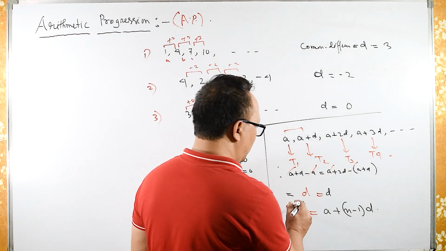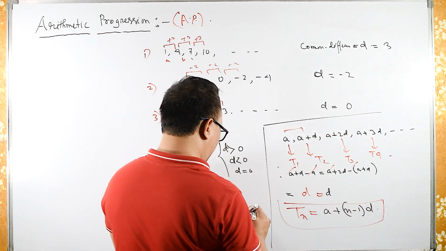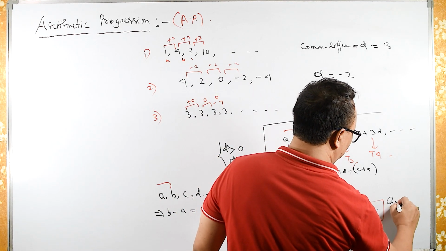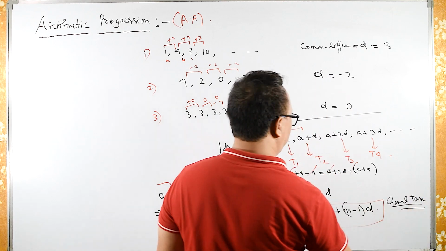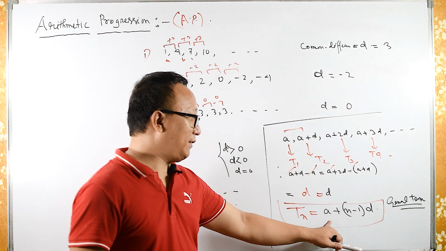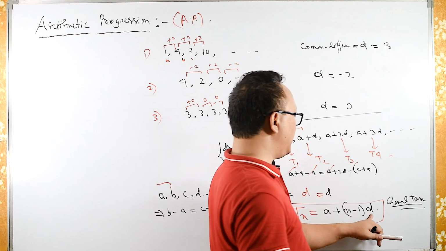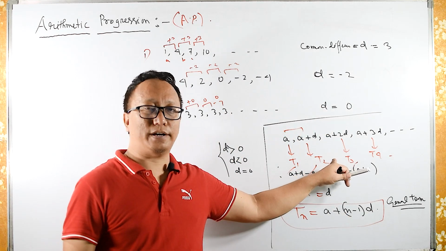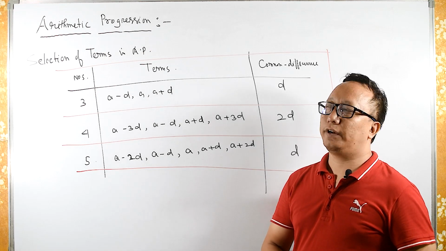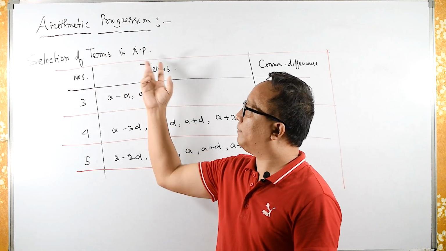This is called the general term. Here A is the first term and D is the common difference. N is the term number which you want to find out. Now the selection of terms in an AP.